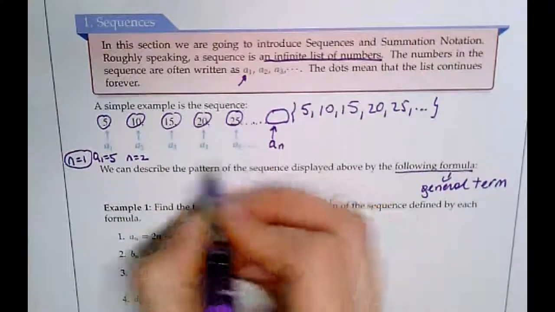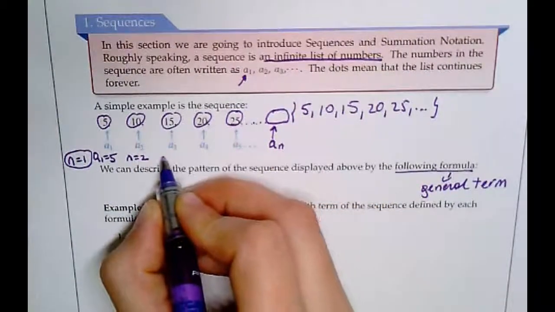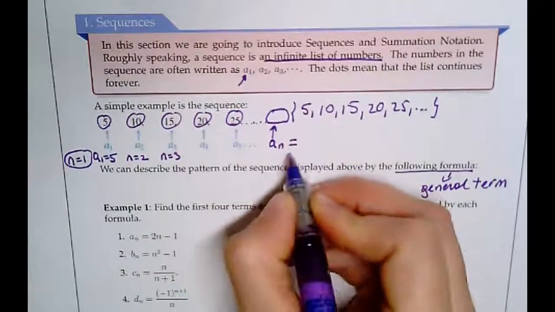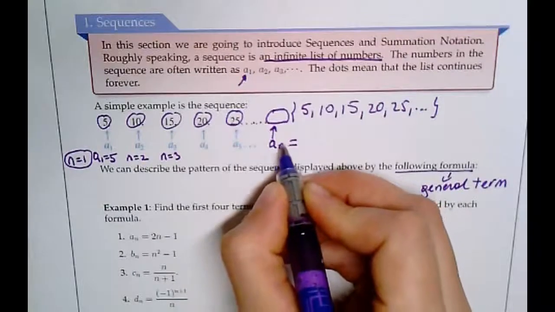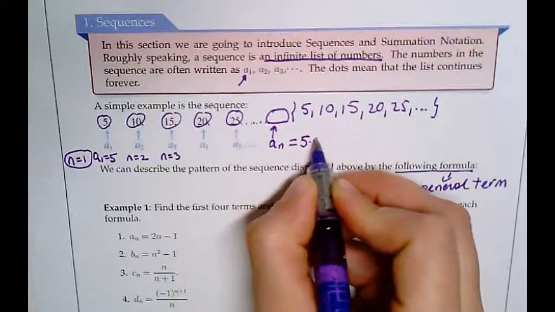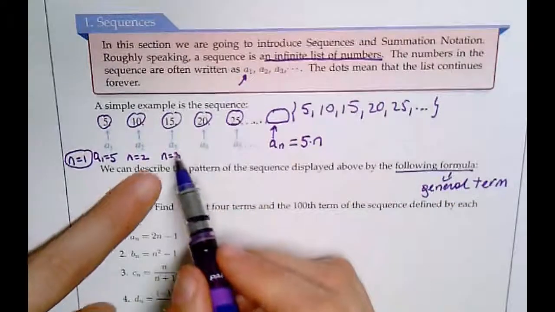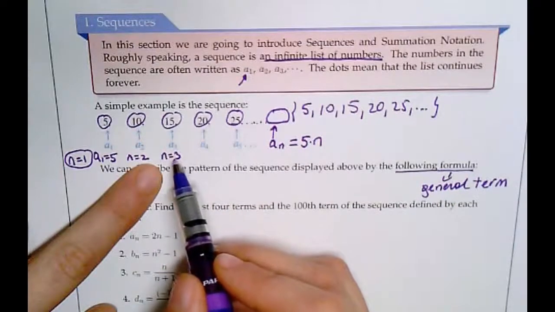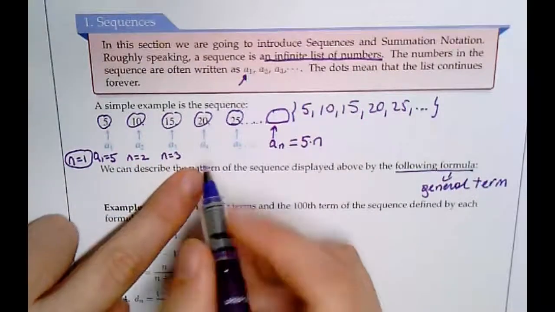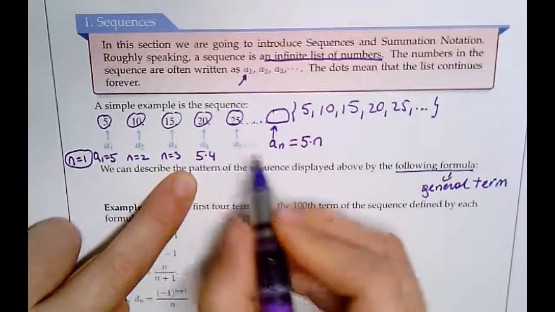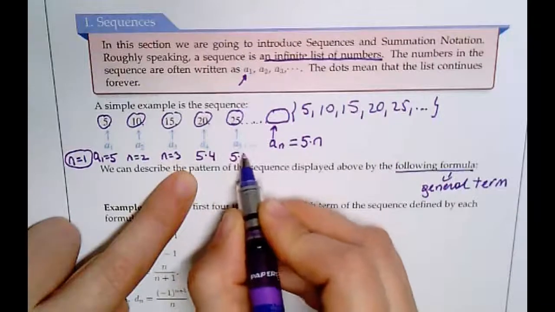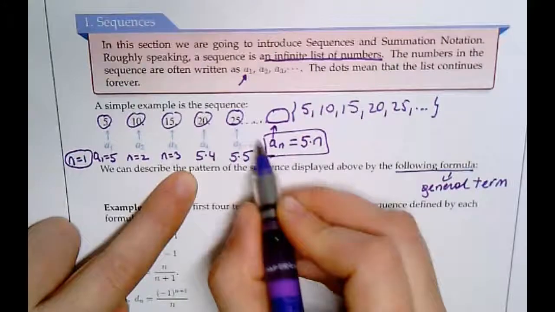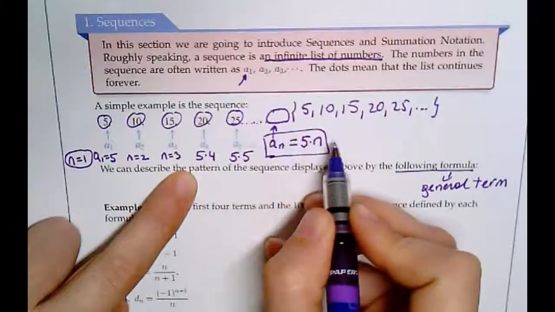So A1 is 5, A2 is 10. If I want to write an in general, what is an going to be? It's going to be 5 times n, because notice A3 is 5 times 3, A4 is 5 times 4, A5 is 5 times 5. So in general, how do I get the nth term? It would be 5 times n.